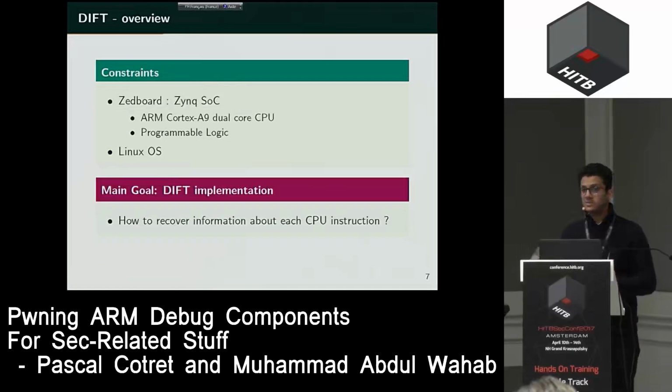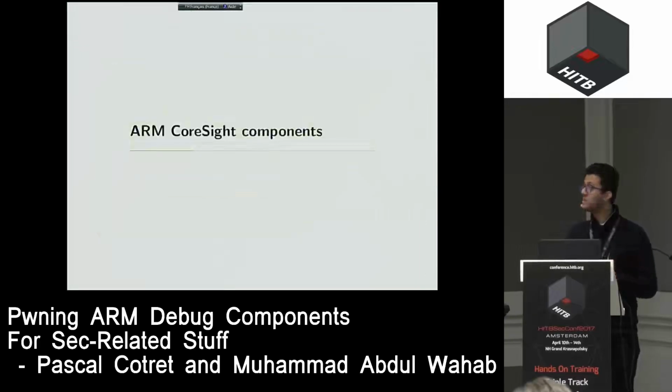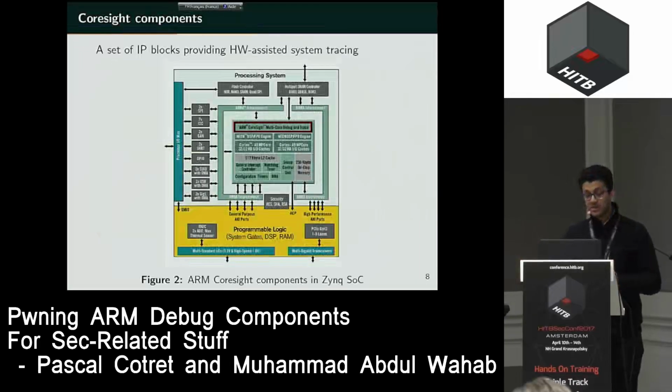So what we want to do is to protect the user level code that runs on Linux, on the Zynq system on chip. The first problem is we need to recover all information flows that happen during a program execution. Basically, we need to find a way to recover information about each CPU instruction that is being executed on the CPU. A part of this answer will be recovered by CoreSight components. If we again look at the Zynq system on chip, these components are shown here on the schematic. It is a set of IP blocks that provide hardware-assisted system tracing.